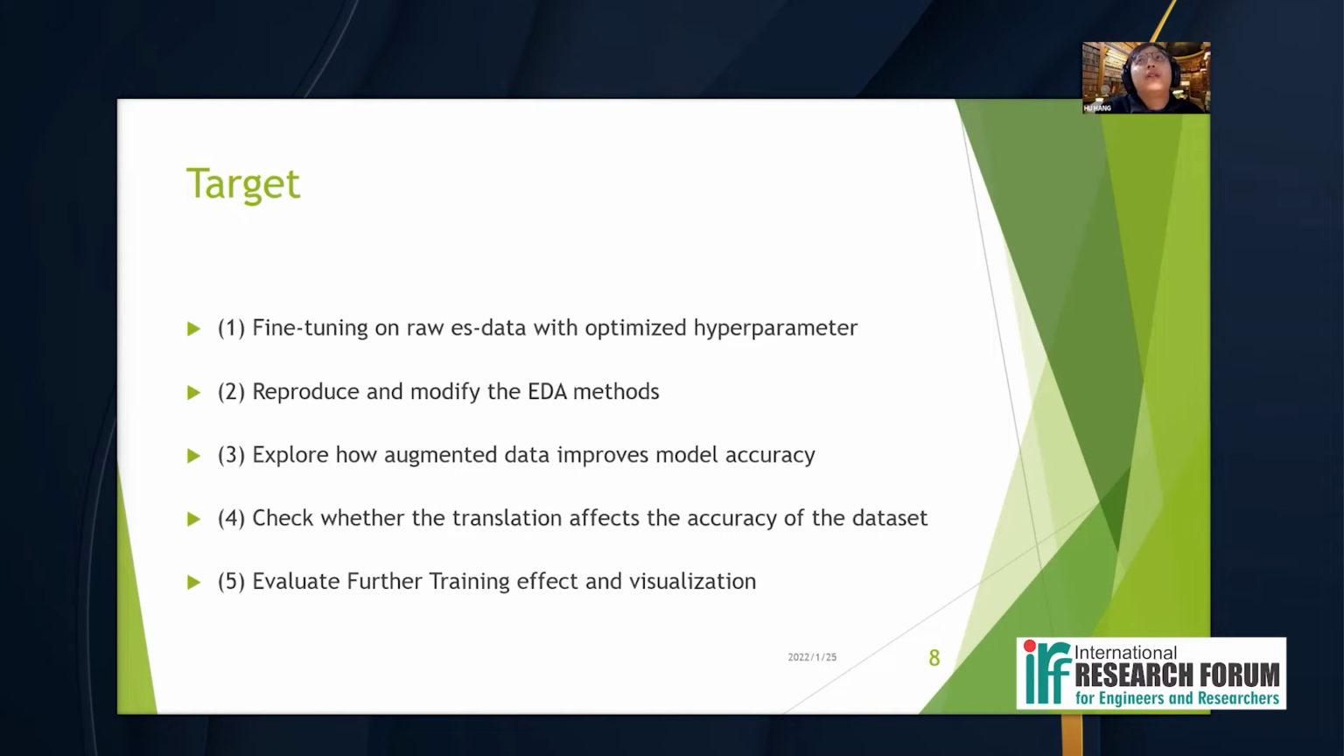We divided our research into five targets. First, we fine-tune on the raw Spanish data with optimized hyperparameters, and we produce and modify the EDA methods. Then we explore how augmented data improves the model accuracy, and we check whether the translation affects the accuracy of the dataset. And finally, we evaluate the further training efforts and the visualization.